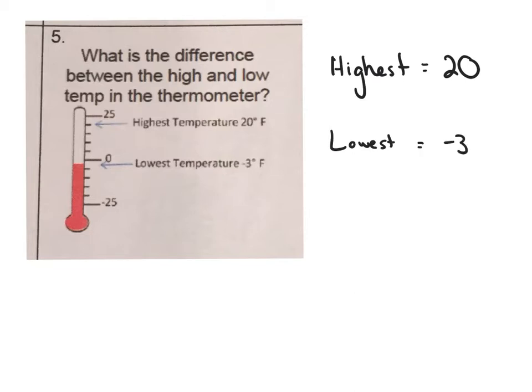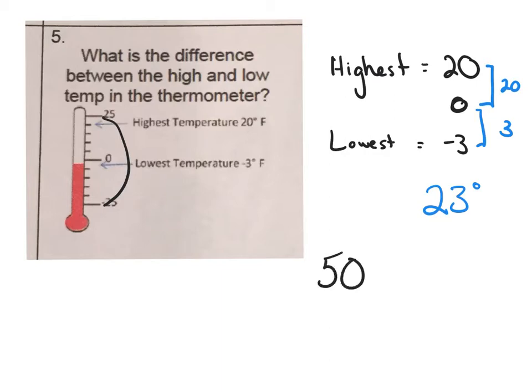The way I tell my students to think about this is you have to get to 0 in between there. To get from 20 to 0, that's 20. And then to go 3 more, that's another 3. So the entire distance would be 23 degrees difference, if that's what they want you to use. Or if they're wanting you to use the 25 to -25, you would say that's a 50 degrees difference. But I'm going to guess they're going with this.